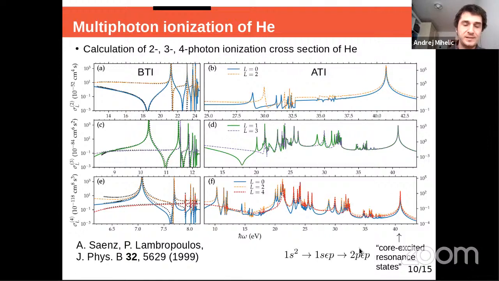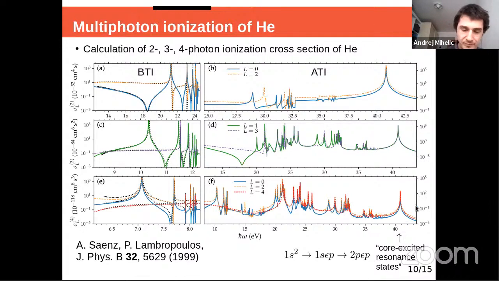So I didn't mention this when I talked about the method, but it is also possible to have transitions in the continuum in which, let's say, the excitation occurs in the atomic core, and the continuum electron acts as a spectator. And this results in a very strong enhancement in the cross-section, and this has been named a core excited resonance state.